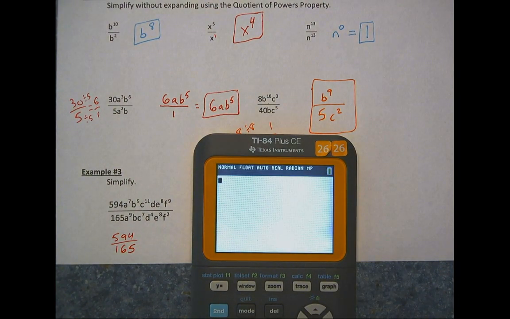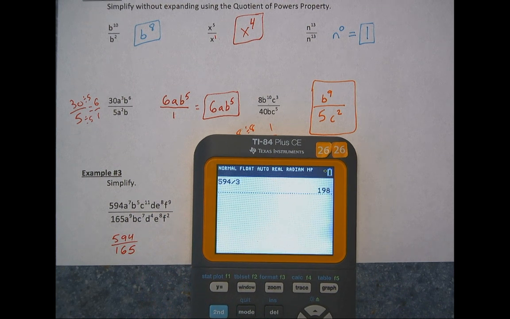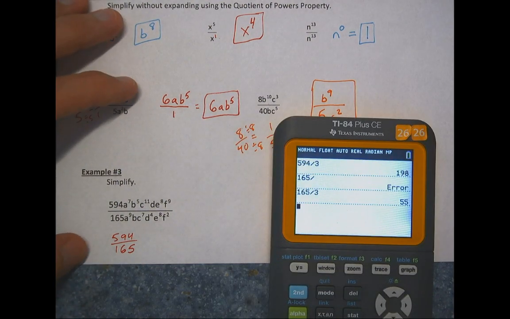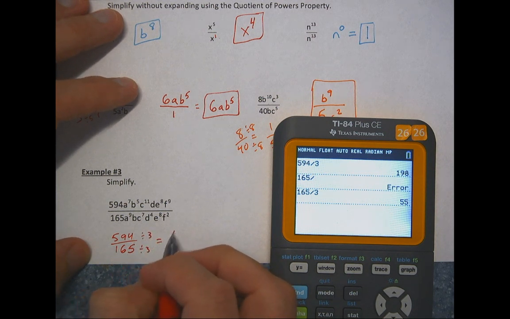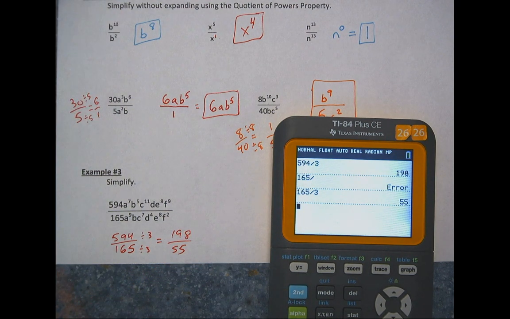Well, let's try it out. 594 divided by 3. That works out evenly, but this is only going to work if the bottom also works out evenly. So 165 divided by 3. That works. Okay, so I've simplified a little bit. Doesn't mean I'm done. So if I divide by 3, I'm going to get 198 over 55. Now, is this completely simplified?